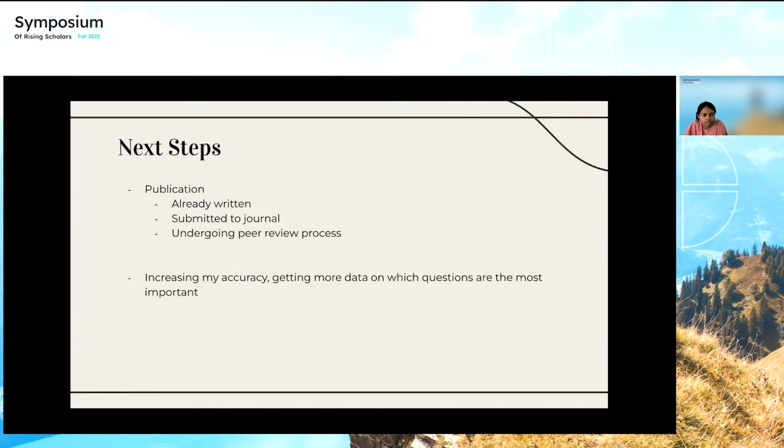I think for the next steps for my project, I'm going to submit it as a publication, which was already written and is submitted to a journal. It's currently undergoing the peer review process and is expected to publish in November. And I'd also like to increase my accuracy and narrow down my model a bit more, because right now I'm using about 50 questions, and I'd like to narrow that down to 20 or 25 while keeping my accuracy preferably as high as it is.